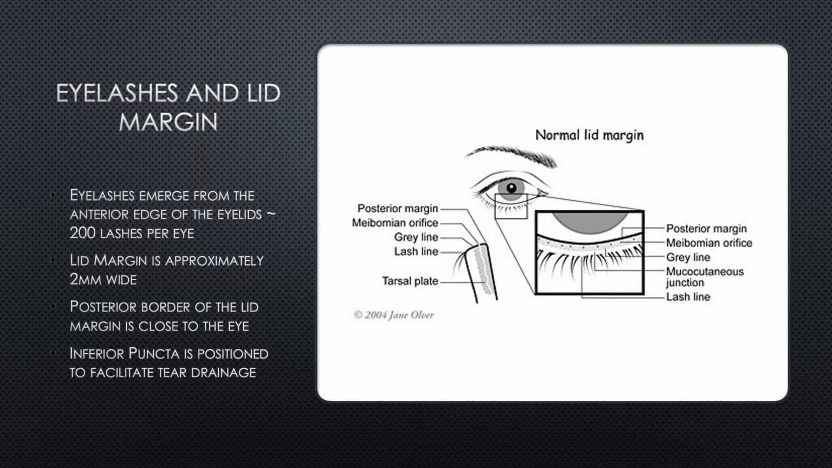The lid margin is approximately 2 millimeters wide. Eyelashes emerge from the anterior edge, and there are normally about 200 eyelashes per eye. The posterior border is close to the surface of the eye, placing the inferior puncta in a position that easily facilitates tear drainage into the nasal lacrimal duct. If looked at closely, a gray line can be seen that runs the length of the lower eyelid and marks the center between the anterior and posterior edges.